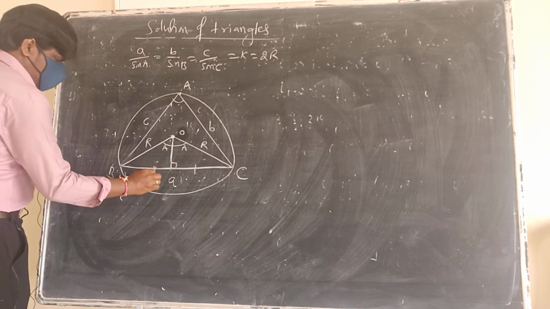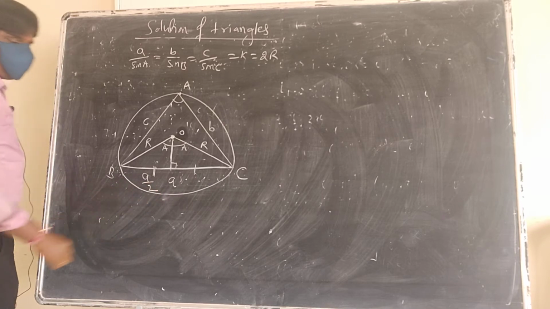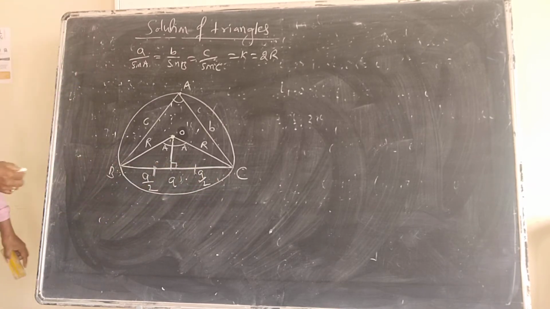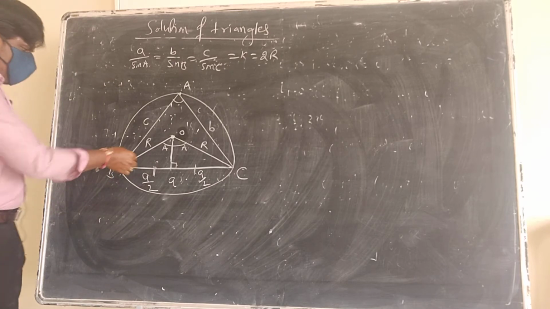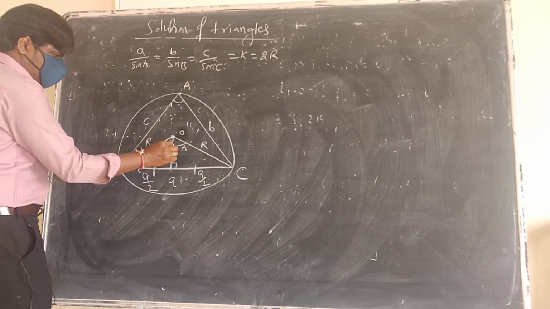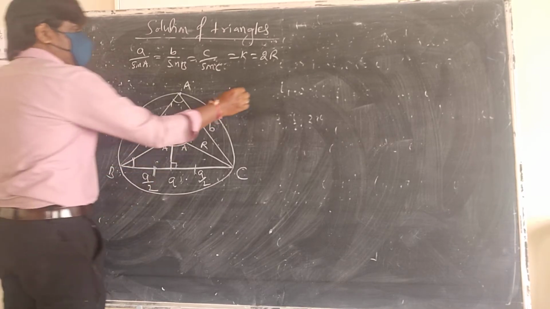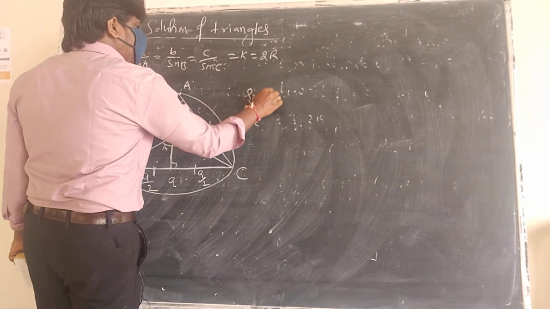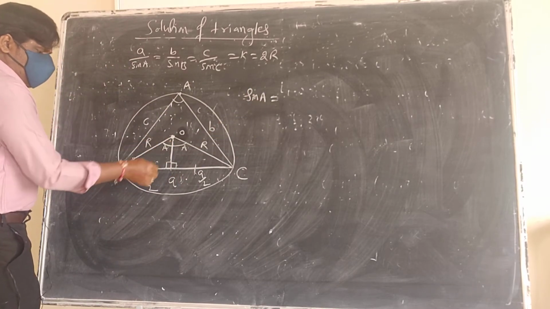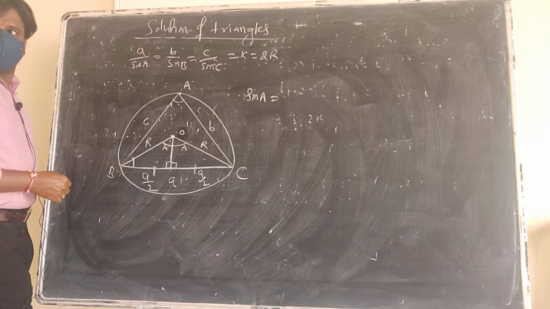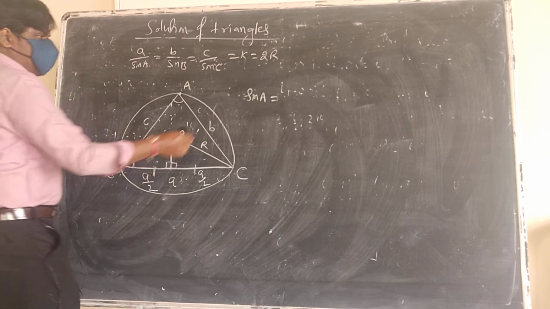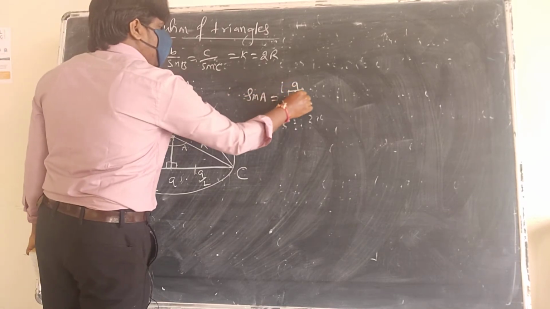So here this value will be A by 2, because this whole length is A, then it is A by 2. According to the sine rule, if I apply sine A here, can you tell me what is sine A here? If this is a right angle triangle, sine A is opposite by hypotenuse. So A by 2 by R.